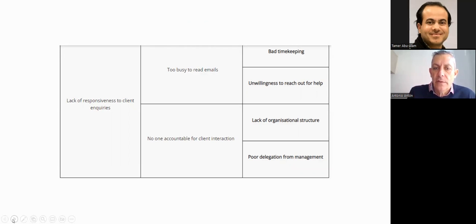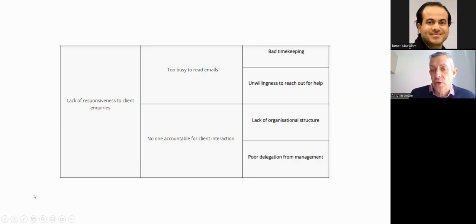So we break it down into other causes, which would be bad timekeeping. Why? Too busy to read: bad timekeeping, or unwillingness to reach out out of habit. In terms of no one accountable for client interactions, why? Lack of organizational structure or poor delegation in terms of management.